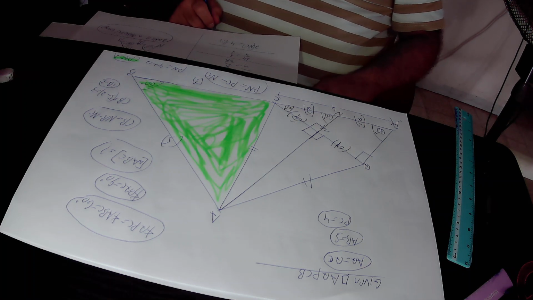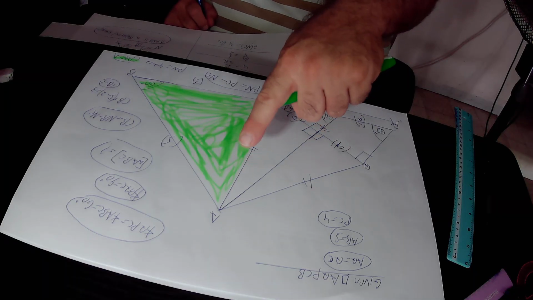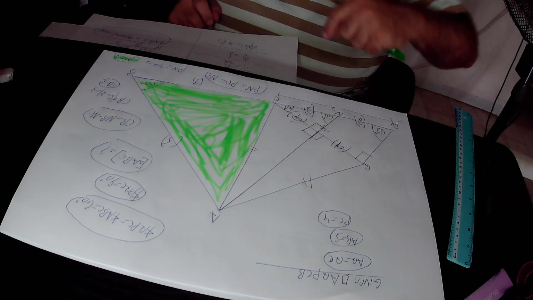In the next step, from point A, we will draw a perpendicular on CB. Again, from point A, we will draw a perpendicular on the base CB.